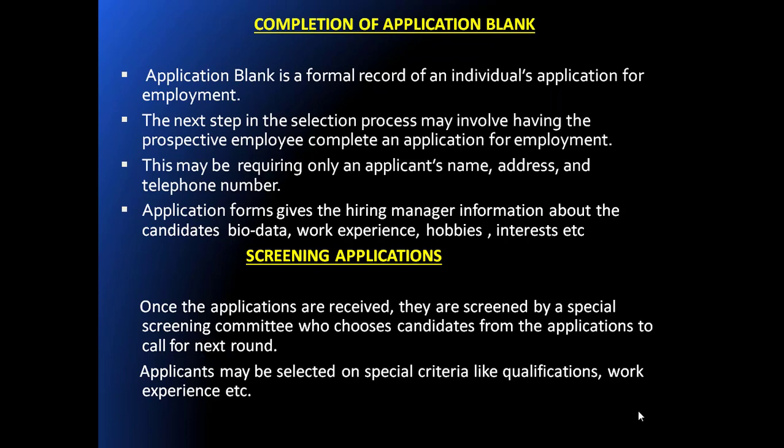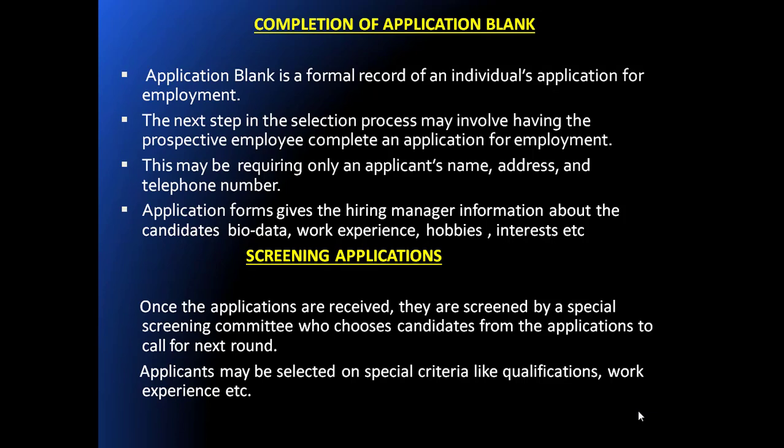Now once the recruitment process is completed, then starts the selection process. Now the selection process starts with completion of the application blank by the candidate. Right. So application blank is basically a formal record of an individual applicant for the employment. So here the applicants basically need to mention their name, address, telephone number. They need to give their work experience, hobbies, interests, right? So by this application blank, the hiring manager gets a glimpse and an idea about the candidate.